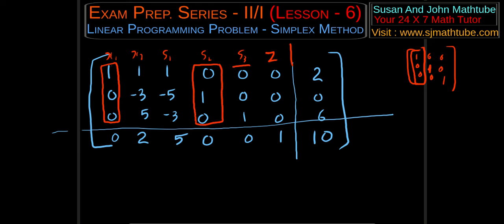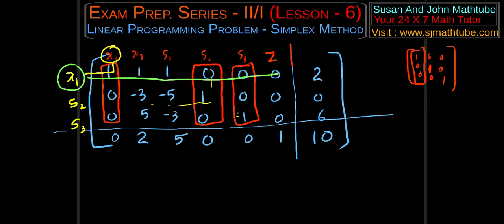And then 0 0 1. Now what I do is I find x1, move to 1, and here I write x1. And similarly here I write s2, and here I'll write s3. Now look at this, x1 is 2.